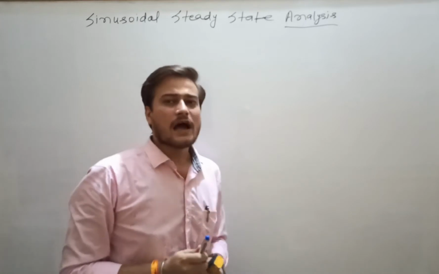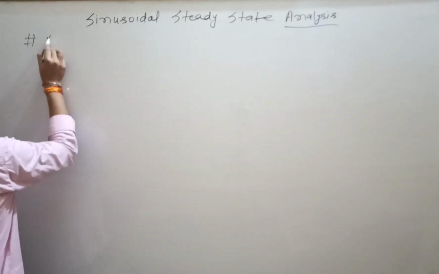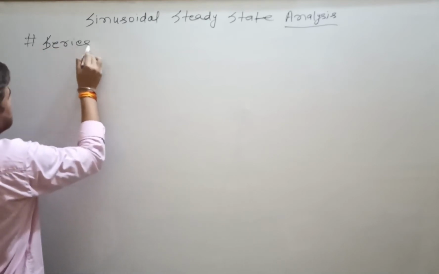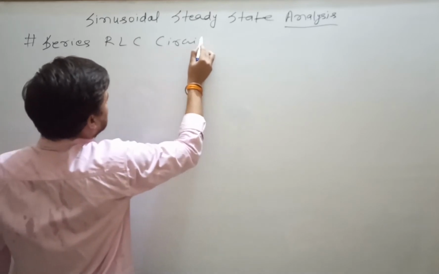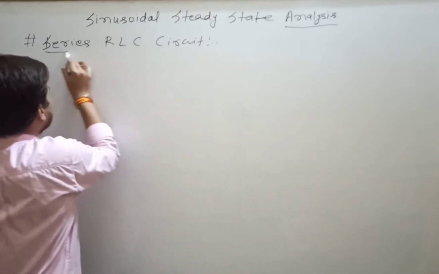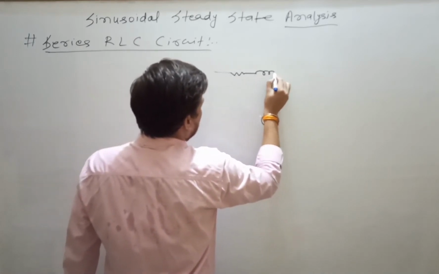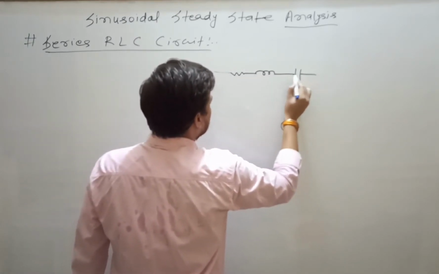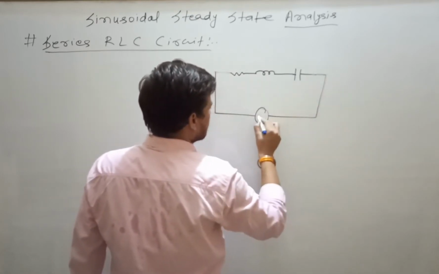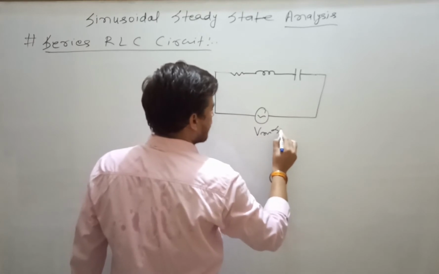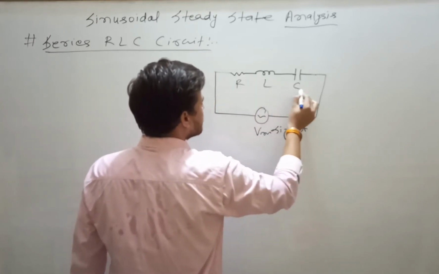Now let us take a series RLC circuit. If you are taking a series RLC circuit, R, L and C are connected in series. You are having a voltage source, Vm sin omega t. This is R, this is L, this is C.